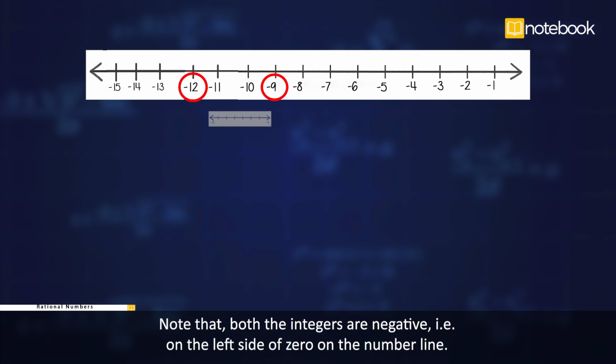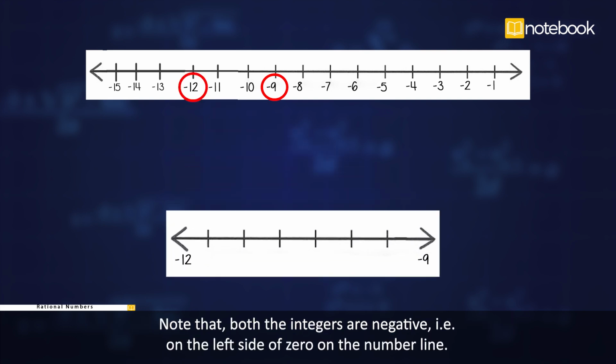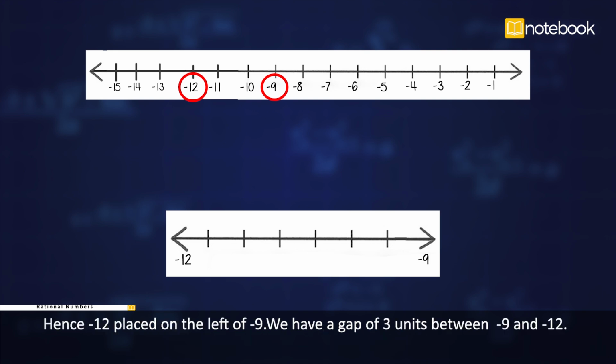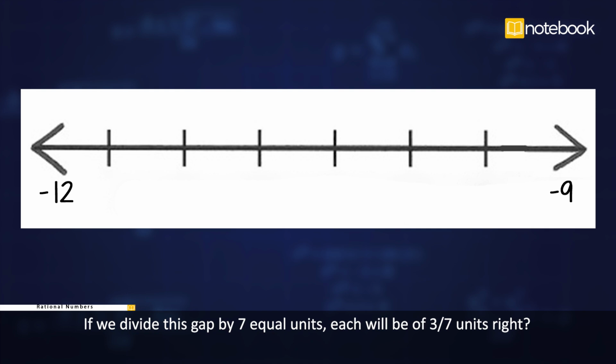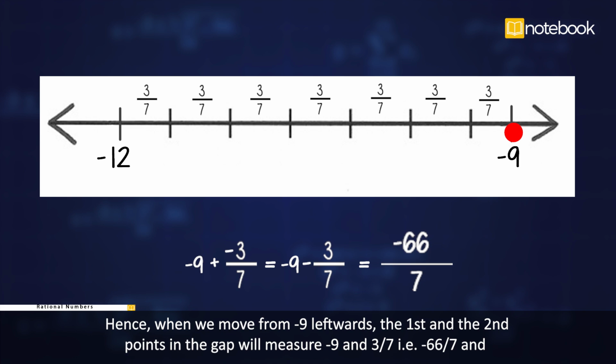Note that both the integers are negative, that is, on the left-hand side of 0 on the number line. Hence, -12 is placed on the left of -9. We have a gap of 3 units between -9 and -12. If we divide this gap into 7 equal units, each will be 3 by 7 units, right? Hence, when we move from -9 leftwards, the first point in the gap will measure -9 and 3/7, that is -66 by 7.